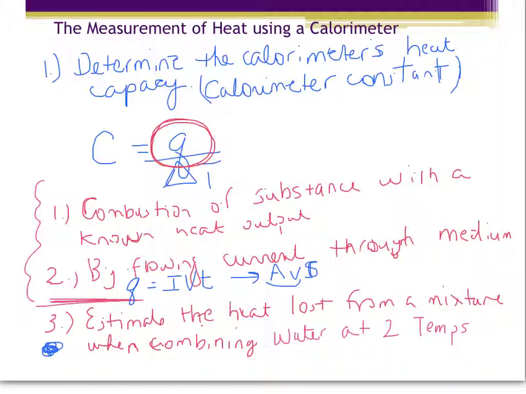An amp times a volt is the same thing as a coulomb, and a coulomb second is the same thing as a joule. So when we complete a calculation that involves a measurement of current measured in amps, voltage measured in volts, and time measured in seconds, our resulting unit should be joules.